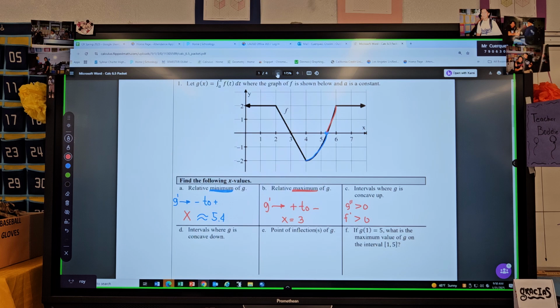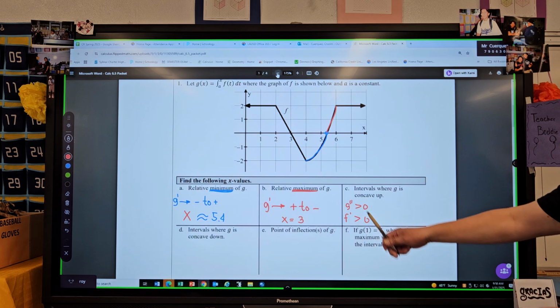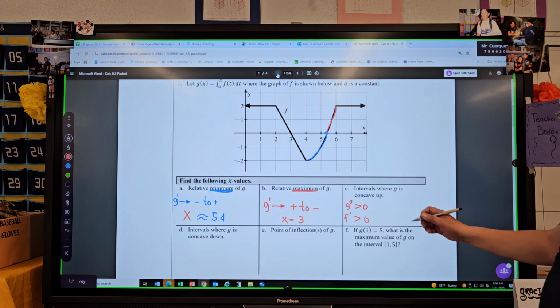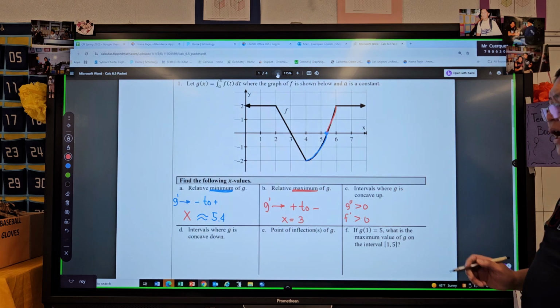0 to 3. And then 5. Remember, we are on g double prime and f prime. So what do you mean by that? Can you recall what particular interval where g is concave up?